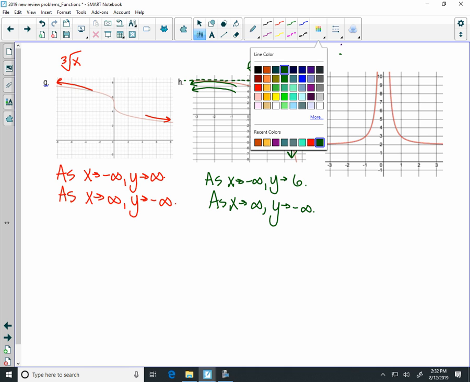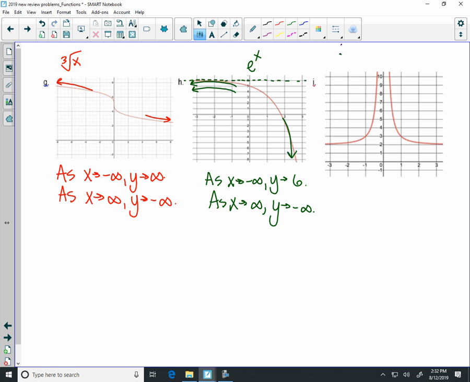Last one. This guy is 1 over x squared. And it, again, is going to have an asymptote here. So in both directions, as x gets really small and really big, y is going to 2.